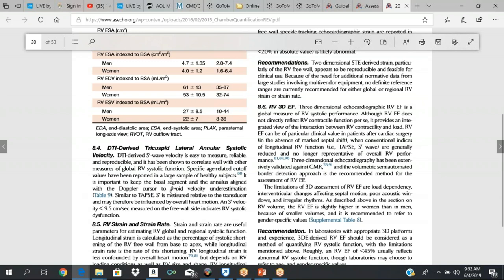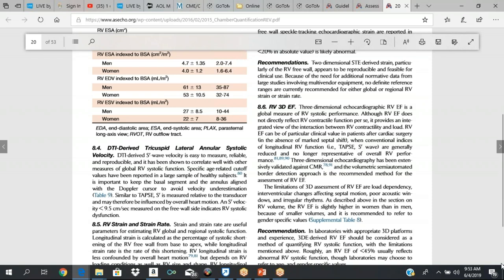It is important to keep the basal segment and the annulus aligned with the Doppler cursor to avoid velocity underestimation. Similar to TAPSE, S prime is measured relative to the transducer and may therefore be influenced by overall heart motion. An S prime velocity less than 9.5 centimeters per second, measured on the free wall, indicates RV systolic dysfunction. So similar to TAPSE, but instead of pressing M-mode, you press your TDI button and you'll get the velocity. So it's a velocity of the lateral annulus plane.